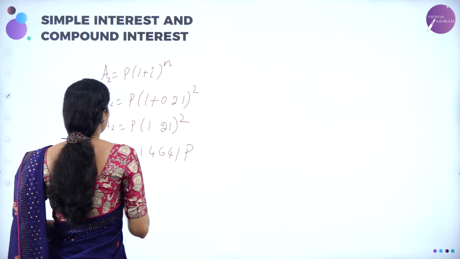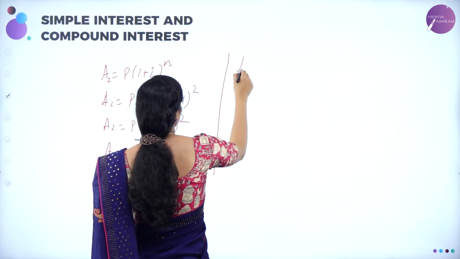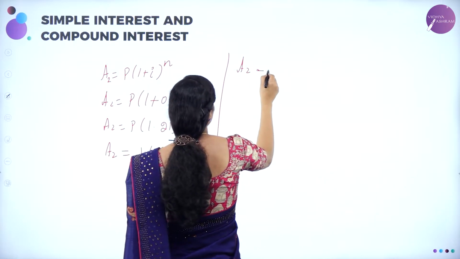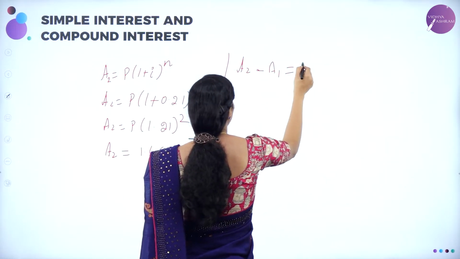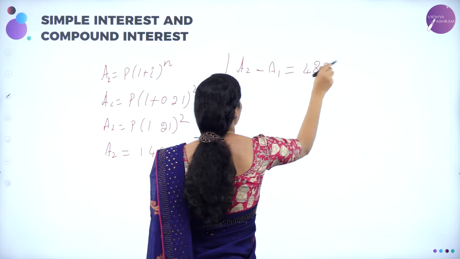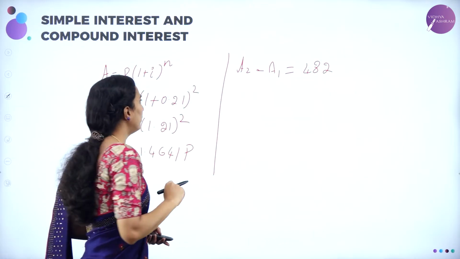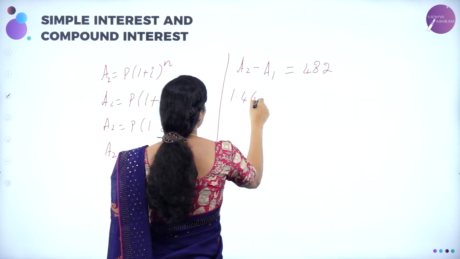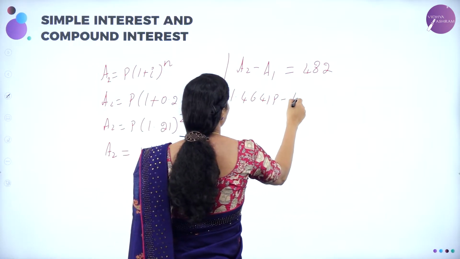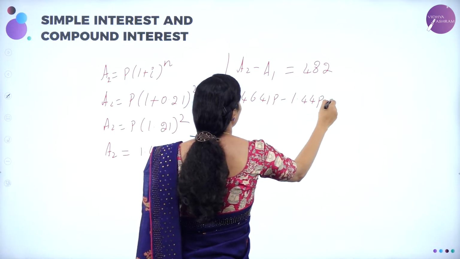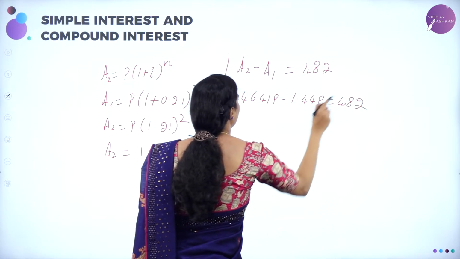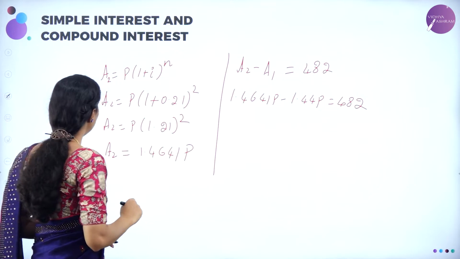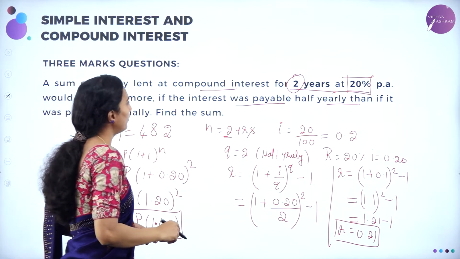1.4641P. So you know that, as given in the textbook also, A2 minus A1 is going to be 482. So therefore you are going to have 1.4641P minus 1.44P is equal to 482. Here, is that right? A1, yes, 1.44P.